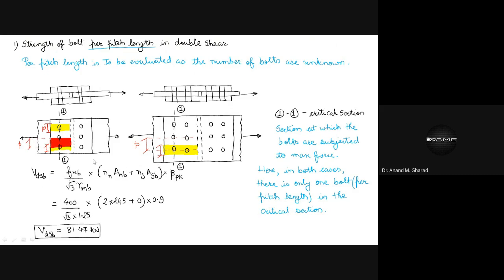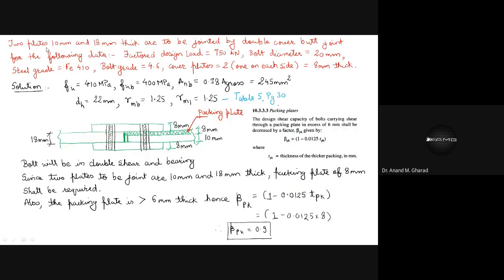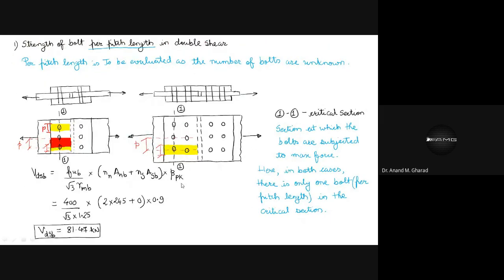Again, this is the second numerical, a new numerical. So for that you need to provide the necessary information. I have left it for you. You are supposed to write down the clause number and the page number, at least once. Then you substitute the essential values, and we assume that the threaded portion is intersecting all the shear planes, correct? And therefore n_s value will be 0.